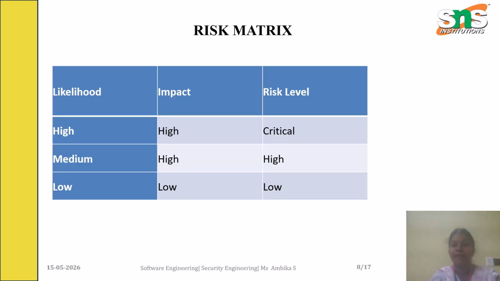Next is the risk matrix, which refers to likelihood, impact and risk level. If the likelihood of the risk is high, then the impact will be high as well and the risk level will be critical. If the likelihood is medium, then both the impact and the risk level will be high. If the likelihood is low, both the impact and the risk level will be low.